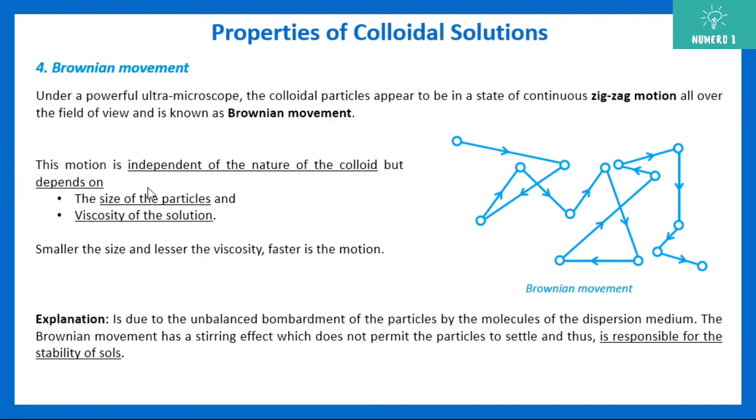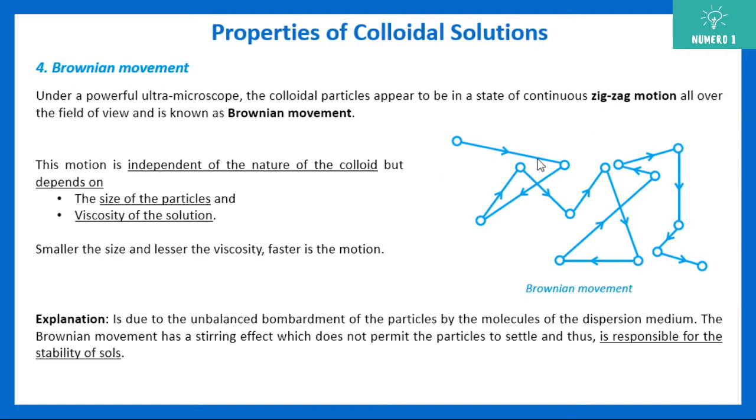Now, this motion is independent of the nature of the colloid but depends on the size of the particle and the viscosity of the solution. If the particle size is bigger, the movement will be slower. If the viscosity of the solution is very high, the movement will be very slow. You can see this particle going here, hitting something, hitting something again and again. So it is always having such a type of motion.